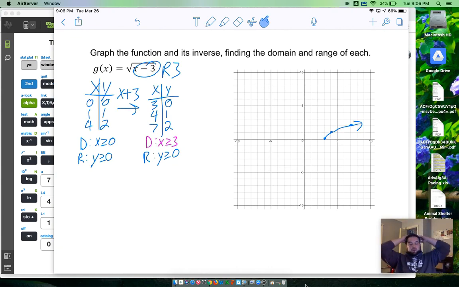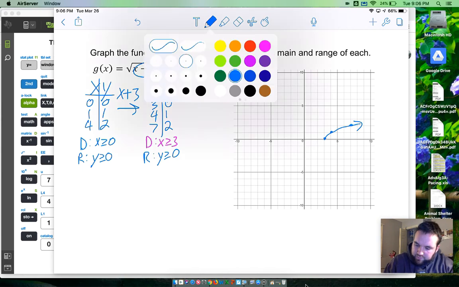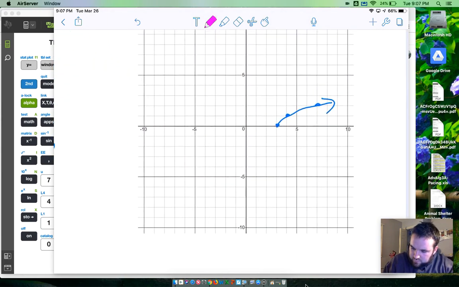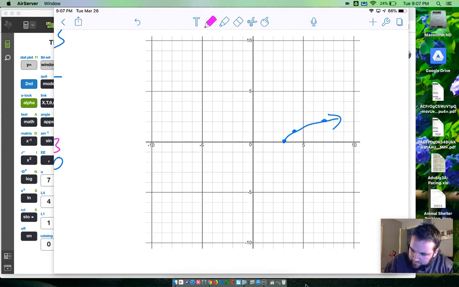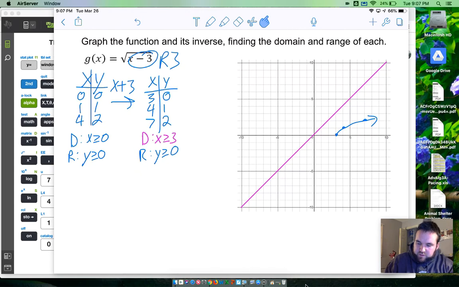Okay. Again, now we're trying to figure out what the inverse looks like. Again, graphically, I should expect something that's flipped over the y equals x line. So it's going to be over in this area somewhere, I'm guessing.